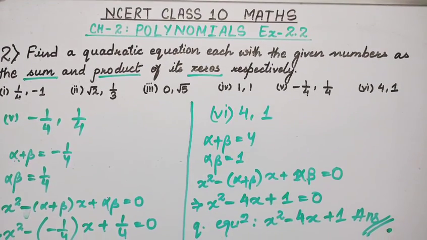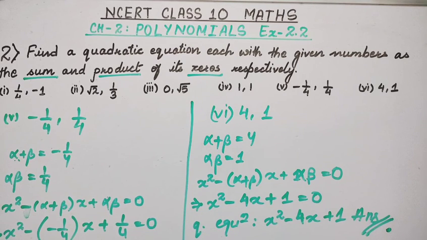So we have completed NCERT class 10 maths chapter 2, that is polynomials. From the next video onwards, we will move towards chapter 3.